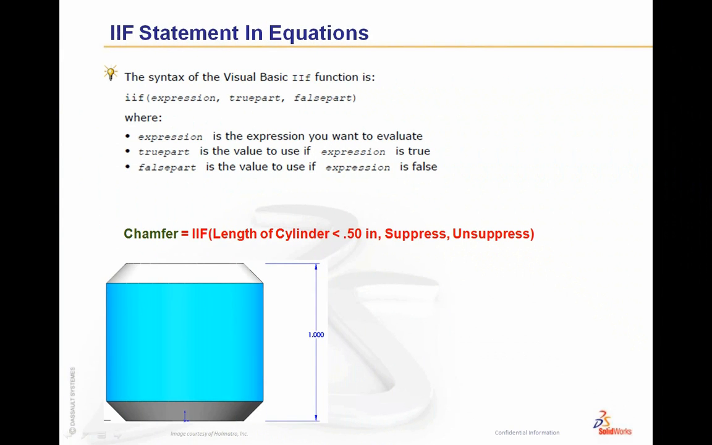For the second portion of the equations here, we're going to take a look at the if statement. We can now add a little logic to our equations where we can create an if statement saying if this expression is true, then it's going to be whatever your true is, otherwise false, and it's just showing the syntax of it at the top there. For our part, we're going to look at basically a cylinder with chamfers on either end, and we're going to say the chamfer feature itself is going to be an if statement, so chamfer equals, if the length of the cylinder is less than ½ an inch, then you're going to suppress the chamfer, otherwise you're going to leave it unsuppressed. So let's go ahead and take a look at that.